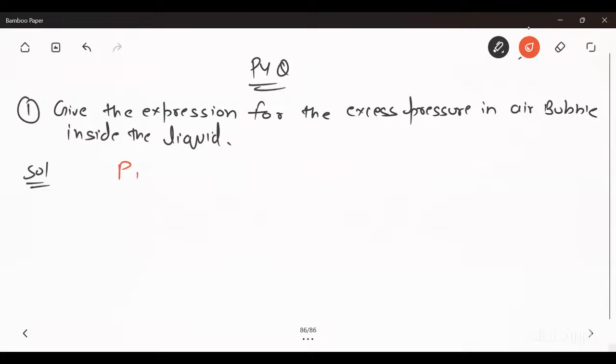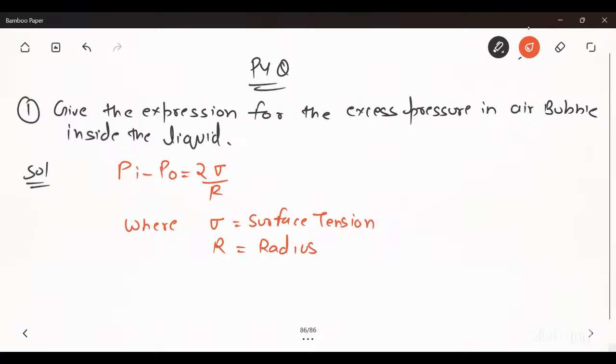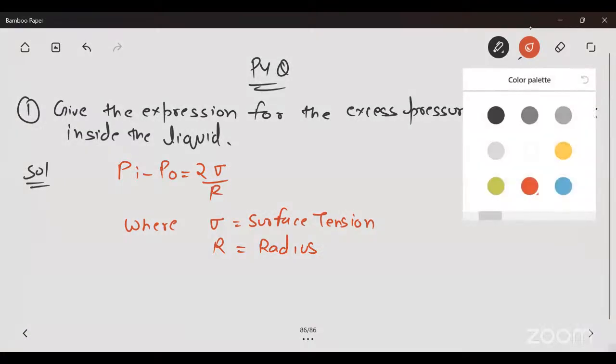So P inside minus P outside for an air bubble is 2 times sigma upon r, where sigma is surface tension and r is the radius of that air bubble. Okay, now come to the next topic.